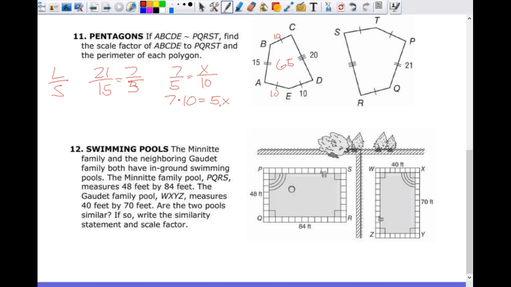70 divided by 5 is what? 14? Let me show you an easier way. I would never do it that way. Let me show you what I would do. I would look at my problem. Oh, look, there's a 5 here.